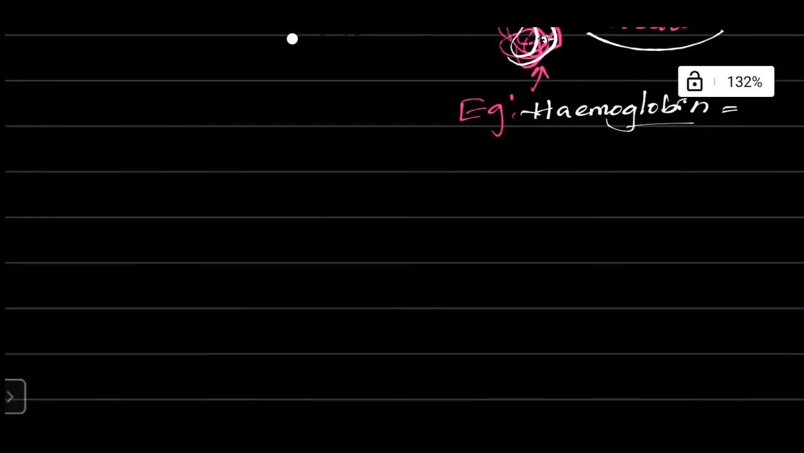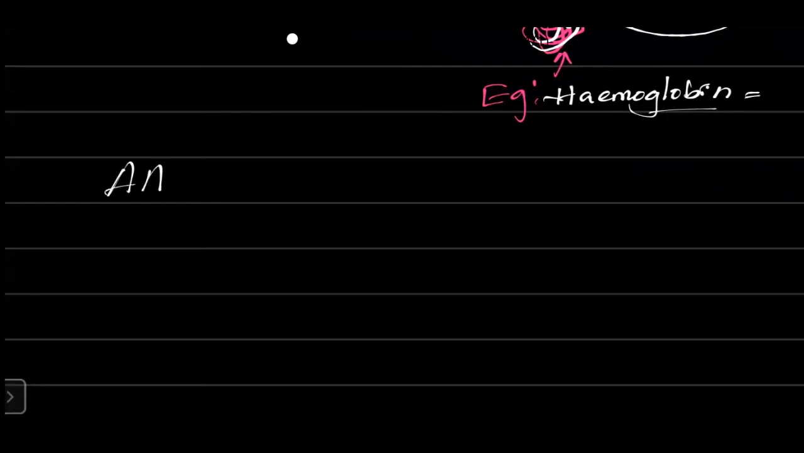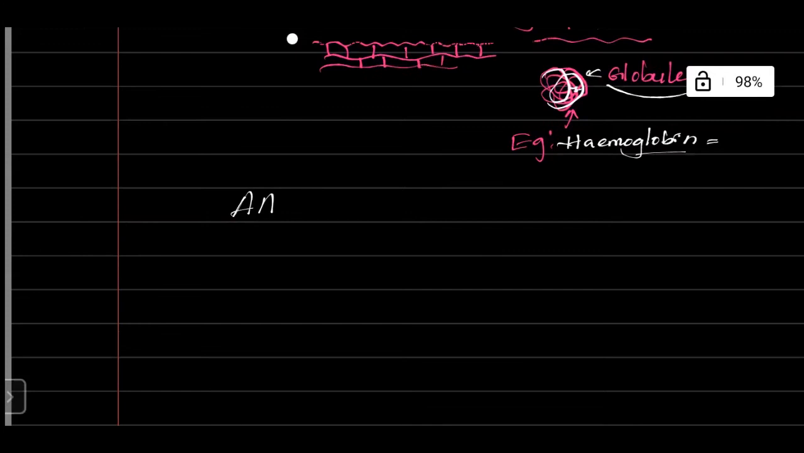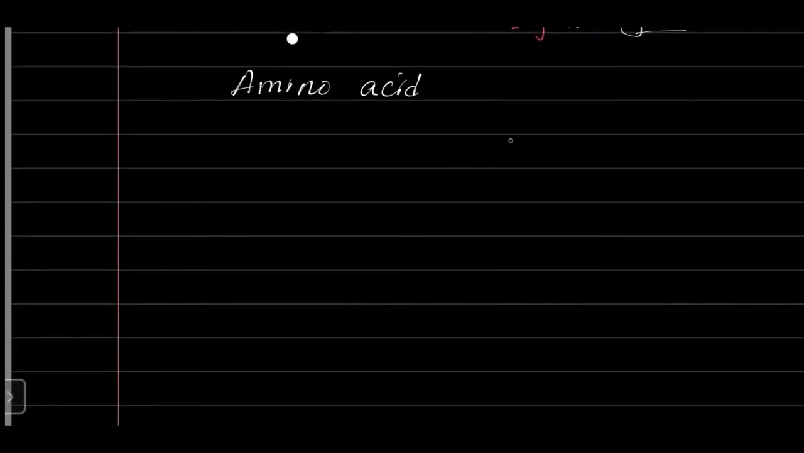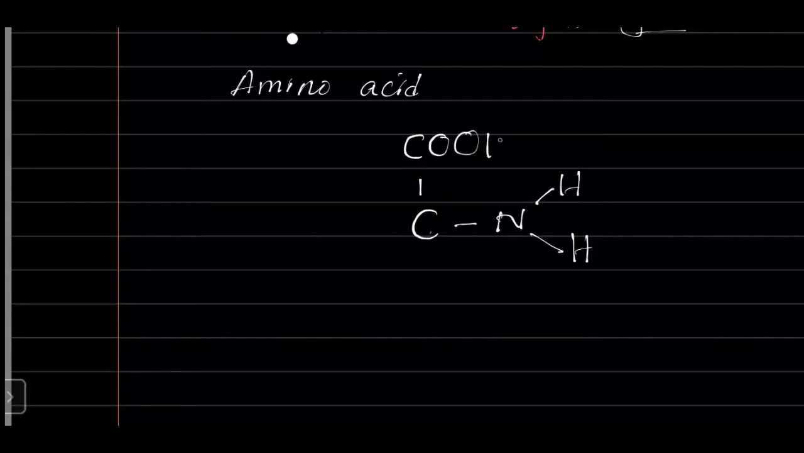Okay, let's see. So what is this amino acid? The typical amino acid consists of a center carbon atom, and you know amino acids contain nitrogen. This is how the nitrogen exists: NH2, the center carbon atom, and a carboxyl group, C double bond O, OH. It is written like this, COOH.